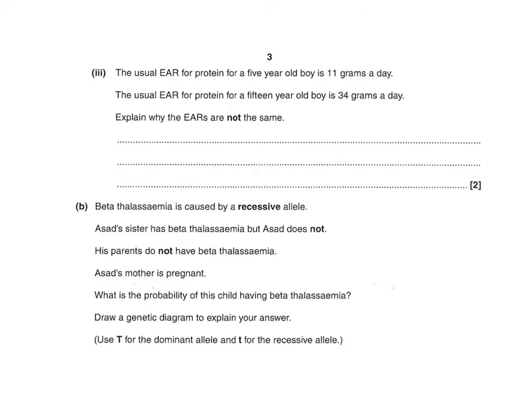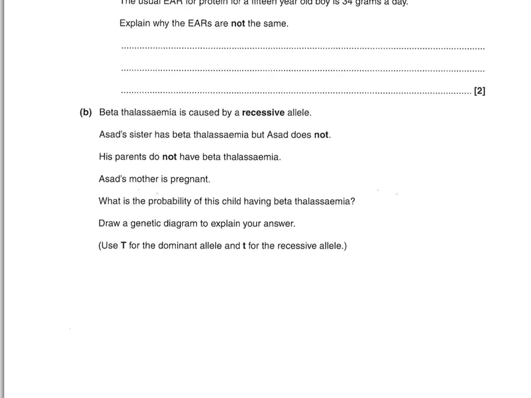So first mark was saying the 15-year-old's body mass is larger, so he's heavier, or he's bigger, and you could also get that first mark saying that he's had growth spurts, or he's in puberty, and then the second mark is just saying that the EAR is calculated using body mass and not age. But if you didn't use the word mass, you could use the word weight. You wouldn't lose the mark for that.